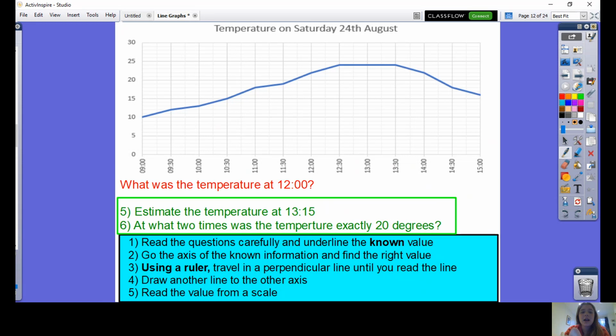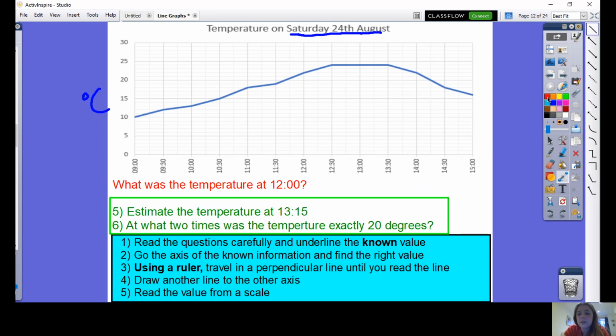Okay, in this line graph, I can see that I'm looking for the temperature on Saturday, the 24th of August. You can see that this is the temperature. It's measured in degrees Celsius, and along the x-axis, I have got the time. My question that I'm going to model is, what was the temperature at 12 o'clock? Underline your known value, 12 o'clock, that's time. Go to 12 o'clock and read up.